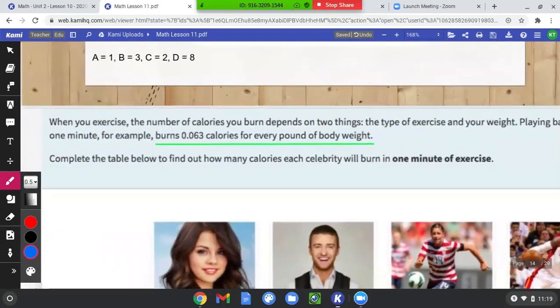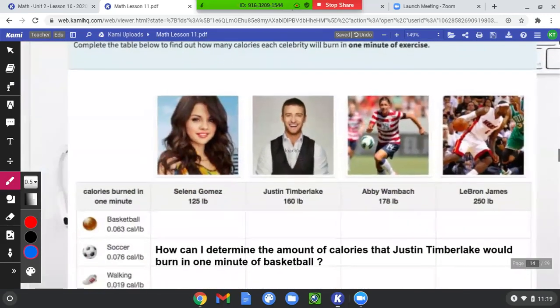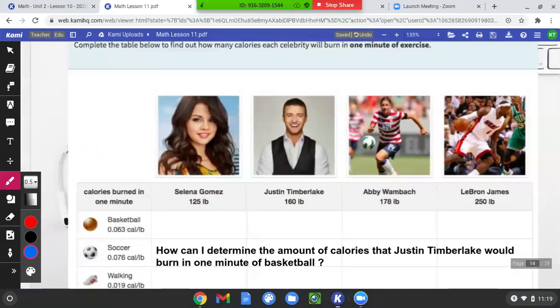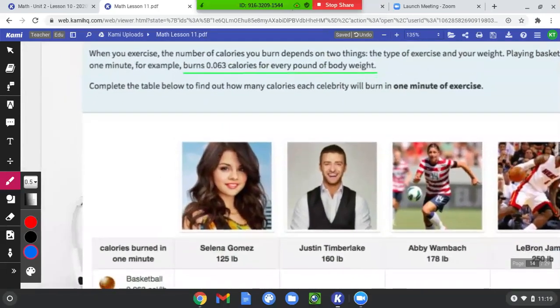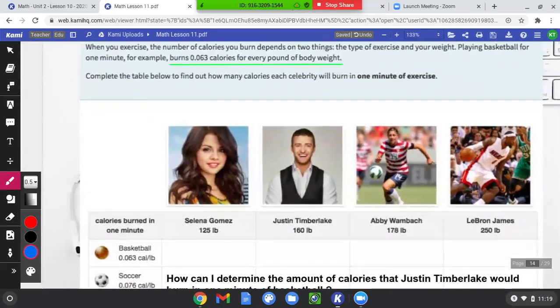So the more pounds of body weight you have, the more calories you are going to burn each minute. Write that in your notes. The more body weight you have, the heavier you are, the more calories you are going to burn per minute. So let's do that for Selena Gomez first, and we'll work our way down. We know 1 minute of basketball. Let's figure out for 1 minute of basketball how much each celebrity would burn.